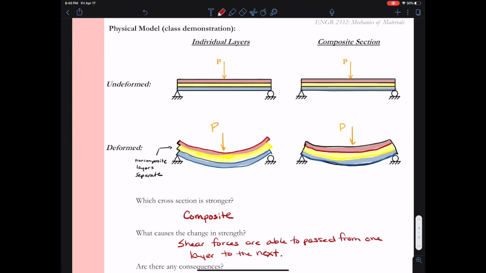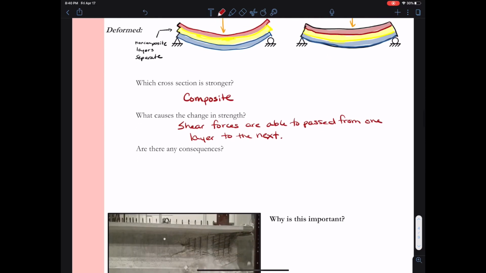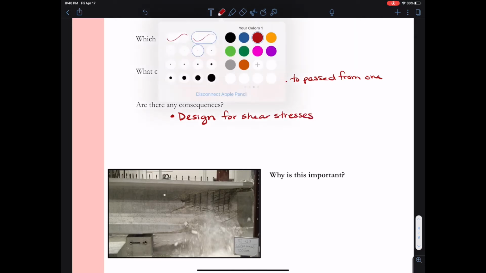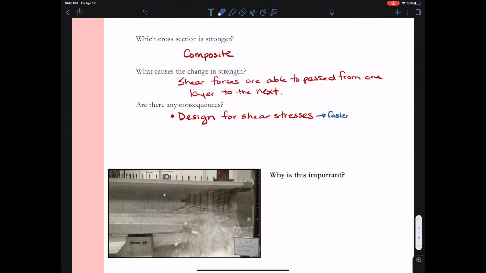Lastly, are there any consequences to this? So I want you to just take a couple seconds to think. Are there any consequences to binding the layers together so that shear forces are passed from one layer to the next? Well, of course there are consequences to this, and namely we just need to design for shear stresses in our segments. So if we're going to bind these layers together, whatever we're using to bind those layers, whether it be some sort of fastener, glue, maybe we use nails or bolts, or instead of glue, maybe epoxy if we're looking at a carbon fiber layered system. And so we just have to design for the fact that these shear stresses exist.